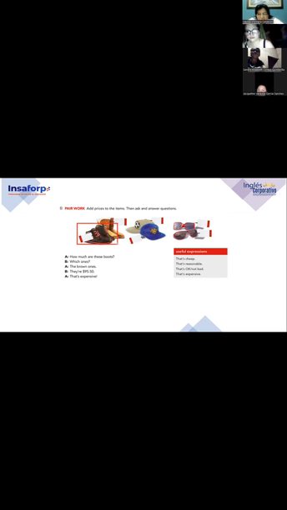How much are these boots? Which ones? The brown ones. They are $75. That's expensive. Okay, amazing.